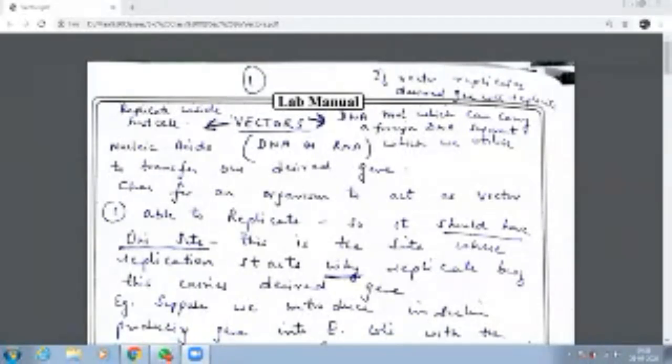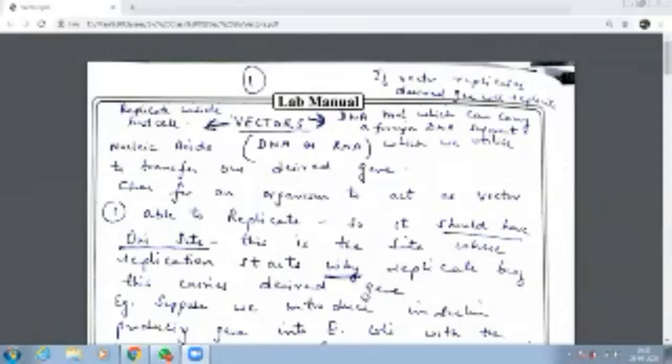And for replication it should have which site, children? Ori site. Because this is the site जहाँ पे क्या चीज start होती है? Replication. वेक्टर की सबसे मेन क्वालिटी रेप्लिकेट करना, तो रेप्लिकेट तो तभी होगा व्हेन वी हैव दिस साइट. और क्यों रेप्लिकेट कर रहे हैं? Why are we replicating? Because this carries your desired gene.